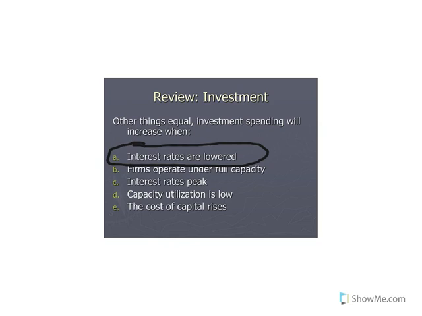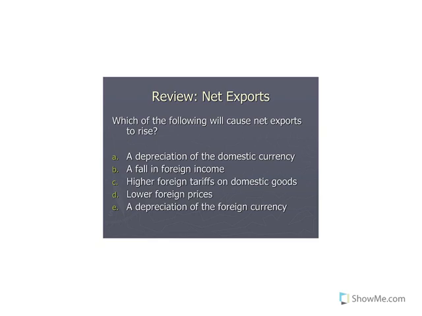Whereas B, C, D, and E, those are all examples of where investment spending would actually decrease. In other words, if any of these occur, then we're going to see a decrease in investment expenditures. If they're operating under full capacity, then there's no need to invest. They already have enough capital goods. If interest rates peak, meaning interest rates are going up, then investment expenditures will go down. So again, A, B, C, and D would all cause a decrease in investment expenditures.